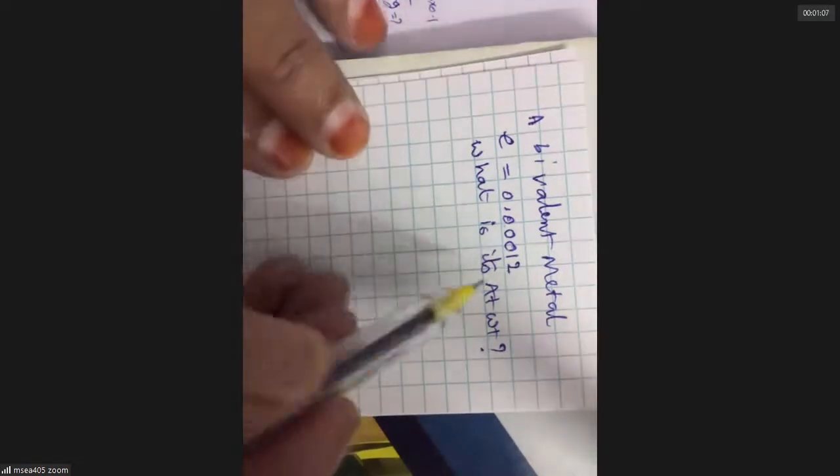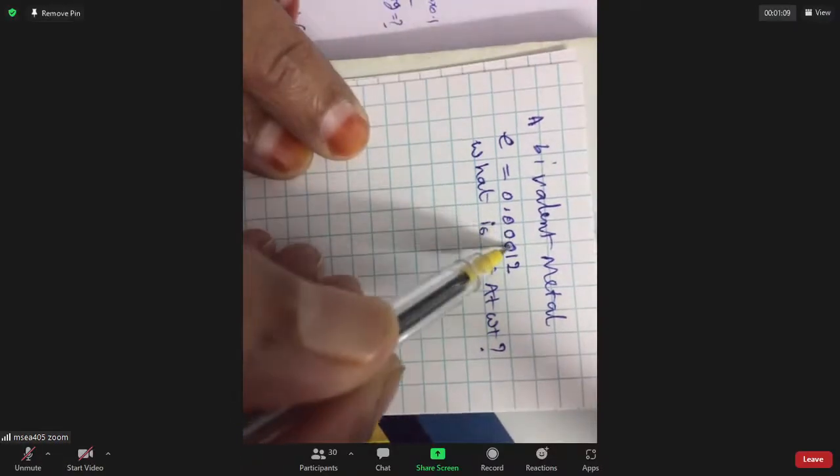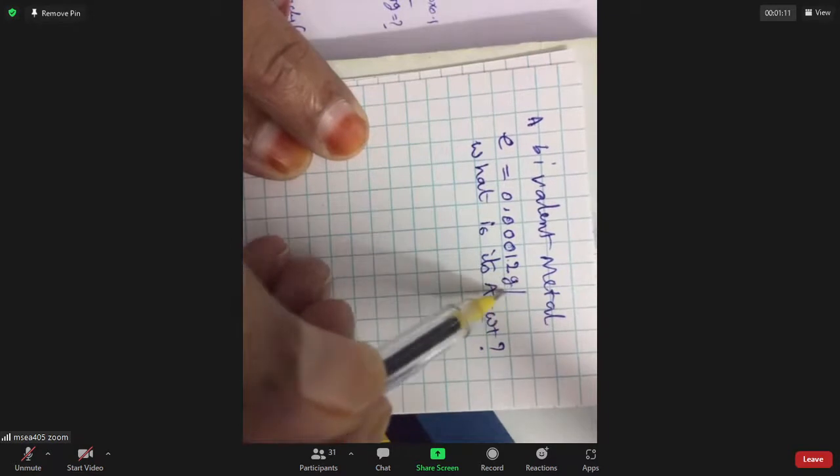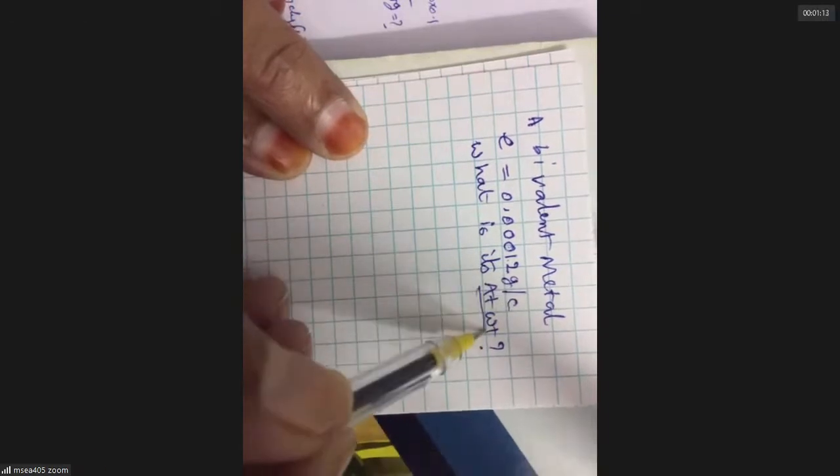Our target is to do 20 problems, mind you. Problem number 1. A bivalent metal's electrochemical equivalent is equal to 0.00012 grams per coulomb. What is its atomic weight?